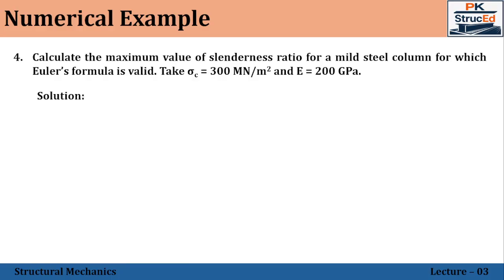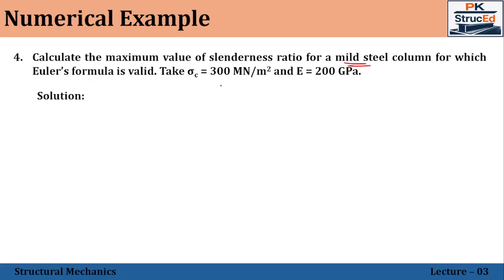Now, let us consider the final example, which is very important from a theoretical and exam point of view. Here, we are asked to determine the maximum slenderness ratio for which Euler's formula remains valid. The given thing is the material is mild steel, the column.